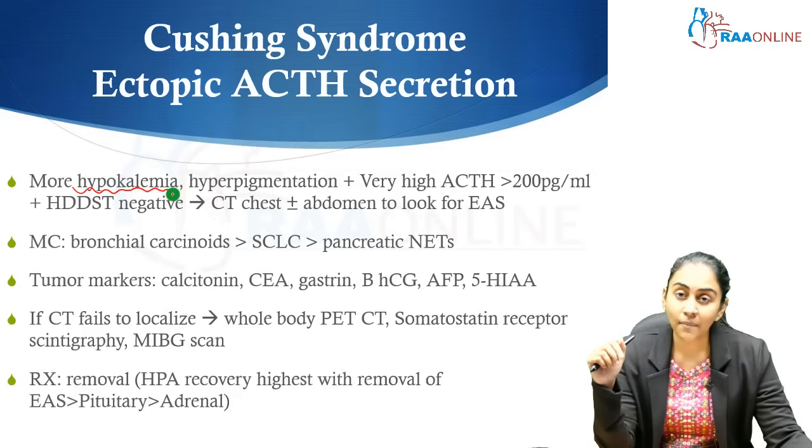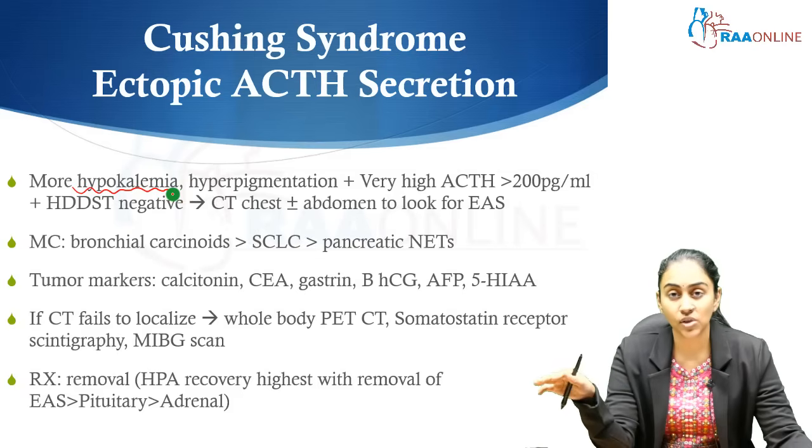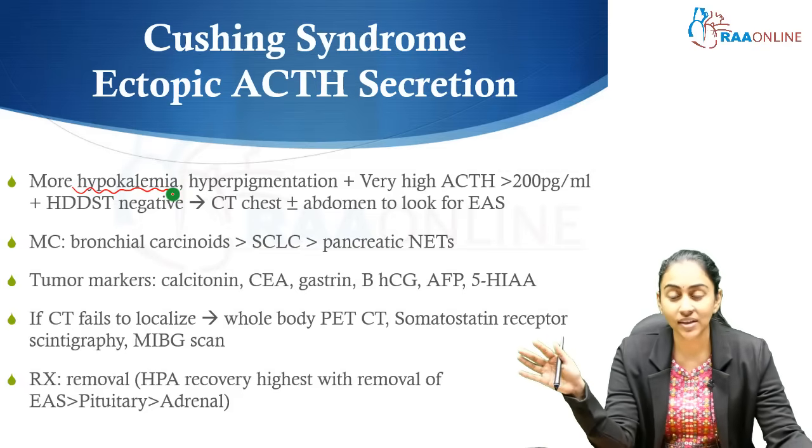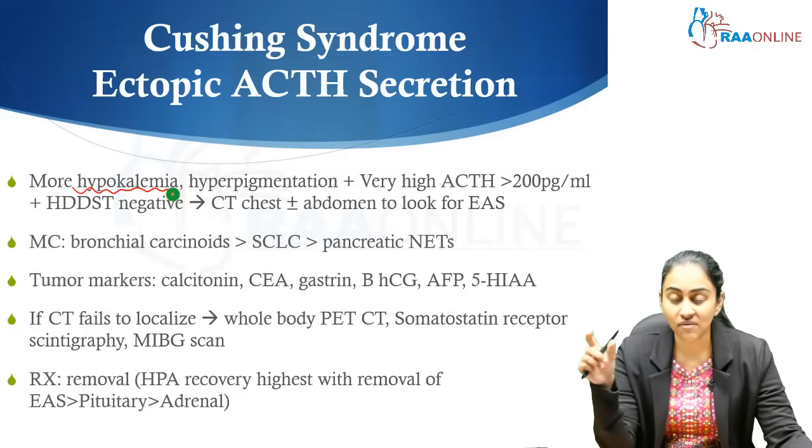It has been found that ectopic ACTH secreting tumors after removal have the best recovery rates of the HPA axis, up to 80%. That's followed by 60% recovery rates with pituitary Cushing's disease, and then finally the ones with very low recovery rates are the adrenal Cushing's. So, even if excision of just the adrenal tumor is done, recovery rates with adrenal Cushing's are the lowest.